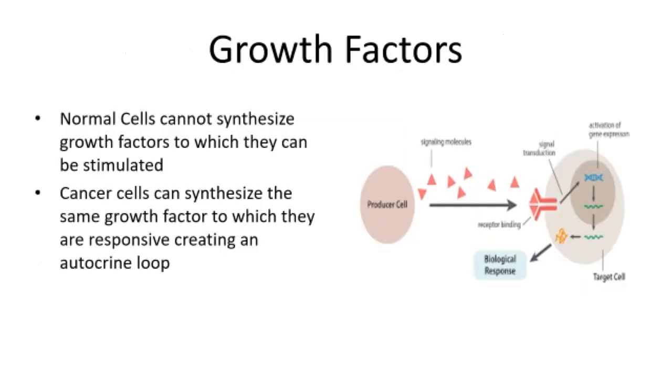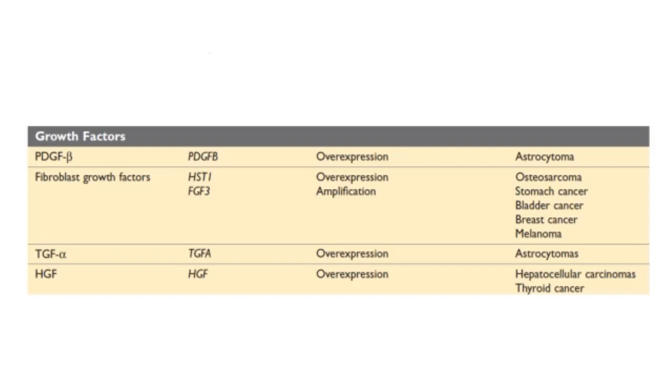Now let us go into the details of growth factors. Usually, normal cells will not synthesize their own growth factors. That is a constraint present on the cell to stop proliferation. But in certain cases, cancer cells synthesize the same growth factors on which they depend, especially platelet-derived growth factor. An example is PDGF, usually expressed in astrocytoma. Due to the genetic mutations in astrocytoma, the cells secrete PDGF. This PDGF in turn activates its own cell, which leads to proliferation.